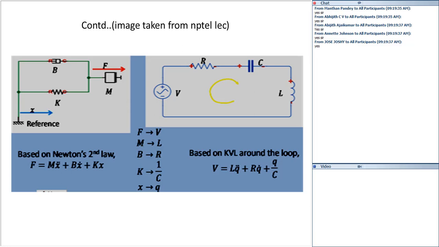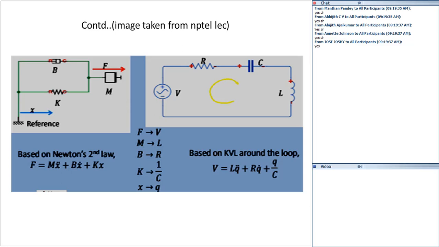So by comparing these two equations, this force equation and this voltage equation, we can say that force is analogous to voltage, mass is analogous to inductor, friction coefficient is analogous to resistor, spring constant is analogous to 1 by C, and finally displacement is analogous to charge Q.